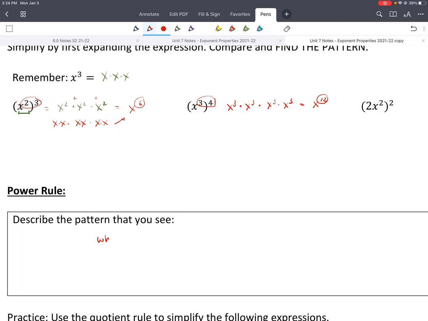So when we have a power to a power, or exponent on top of an exponent, we multiply them. So an example would be like x to the a to the b would be the same as x to the a times b. Okay?